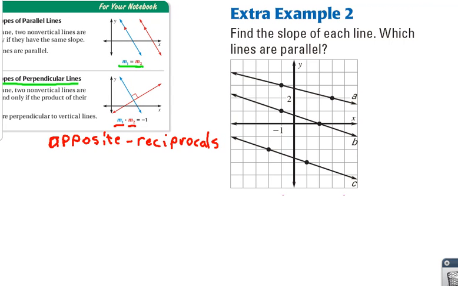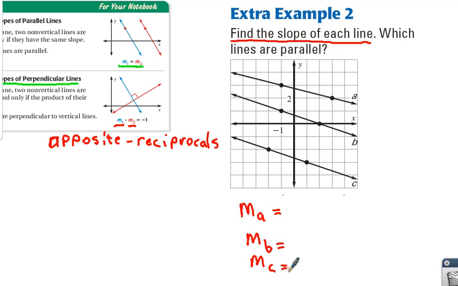So first example here, we've got three lines, A, B, and C, and it says find the slope of each line. Which lines are parallel? So we have two questions to answer. First thing, we're going to find the slope of line A, slope of line B, and the slope of line C. When we're done with that, we will make some decisions about whether any of them are parallel.